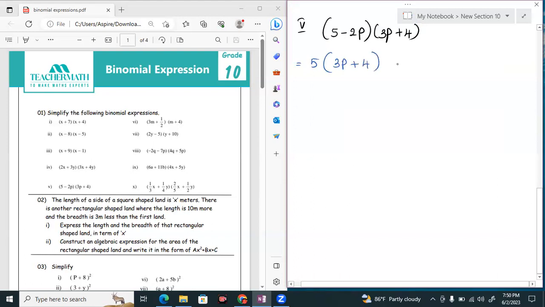Here it is minus 2p into 3p added 4. Actually, if you have written this one carefully, then you have to do the multiplication. 5 into 3p, it is 15p. 5 into 4, it is 20. Minus 2p into 3p, it is minus 6p squared. Minus 2p into 4, it is minus 8p.